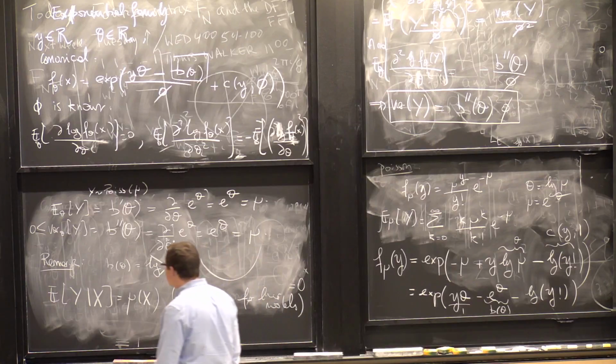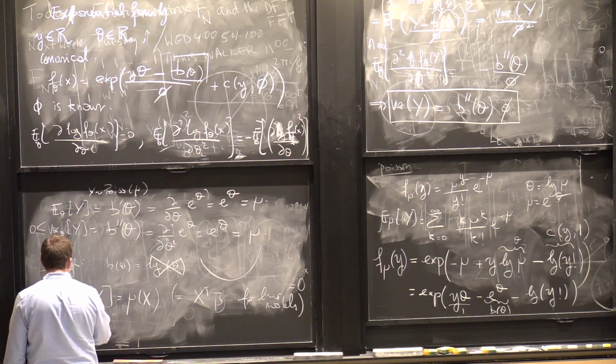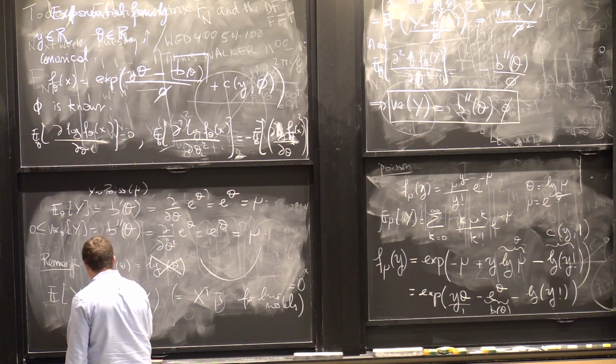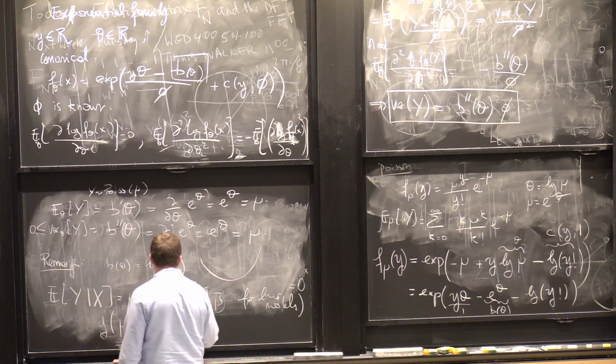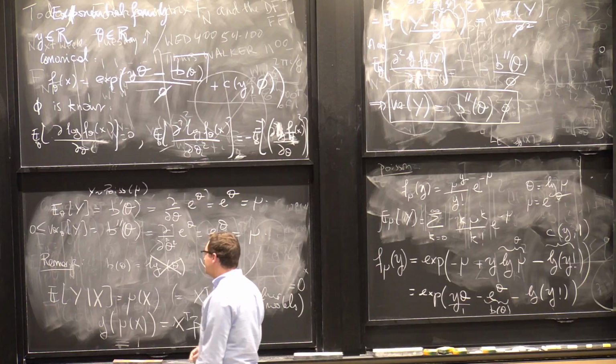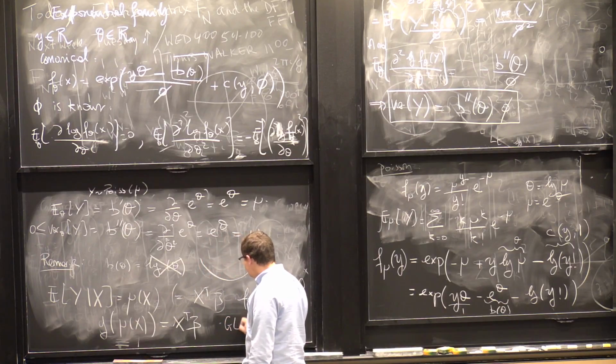All right, so we're going to take not this, but we're going to assume that g of mu of x is now equal to x transpose beta. And that's the generalized linear models, right?